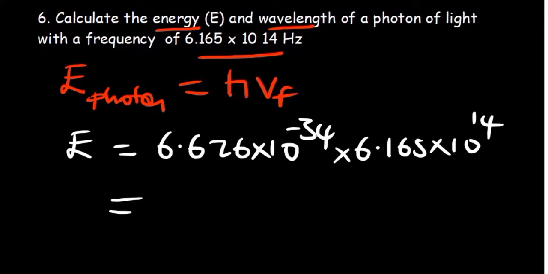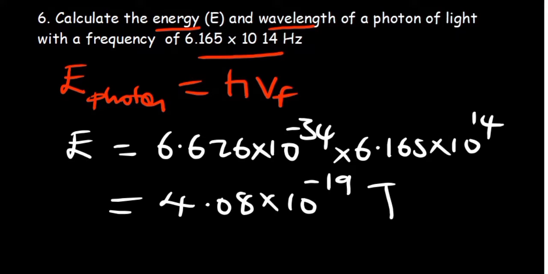So I'll start with 6.165 times 10 to the power 14 multiplied by 6.626 times 10 to the power negative 34. Okay, so what I'm getting is 4.08 times 10 to the power negative 19. That is in joules. So basically what we've gotten there is our energy of a photon.